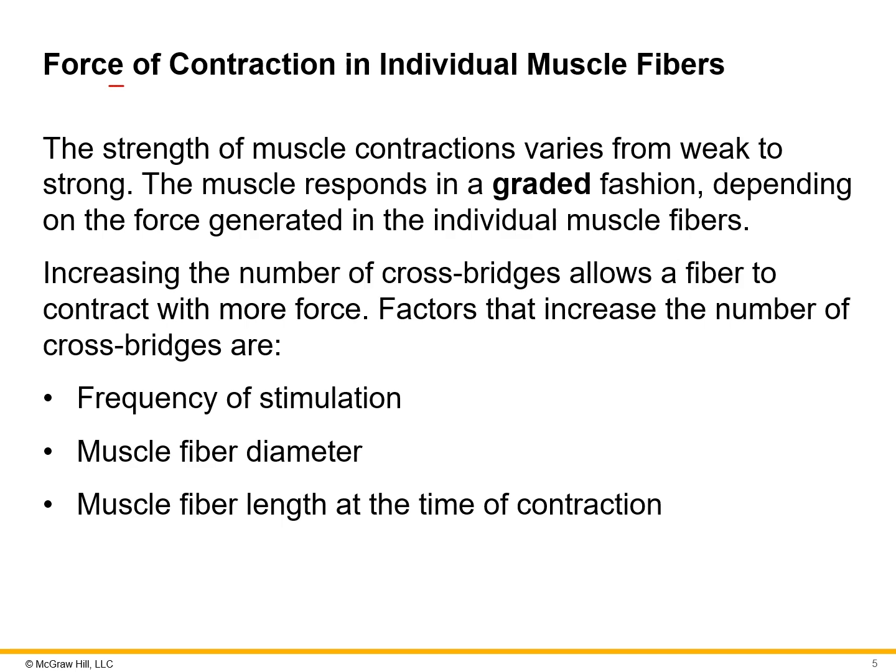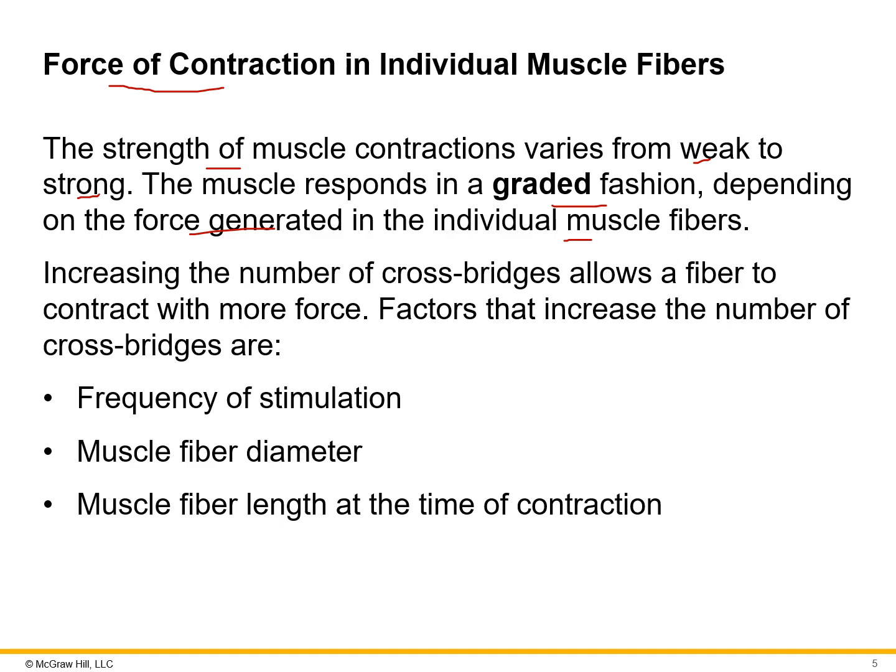Now looking at the force of the contraction. We know how the contraction occurs with the calcium coming in and the sliding filaments, but the strength of that contraction varies anywhere from a weak contraction to a strong contraction. So we have this graded fashion, with intermediates in between. It's not just all or nothing. We have weak or strong contractions, and it depends on the force that's generated in those individual muscle fibers.